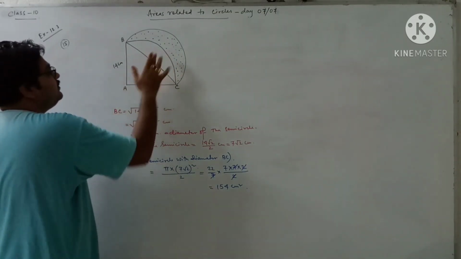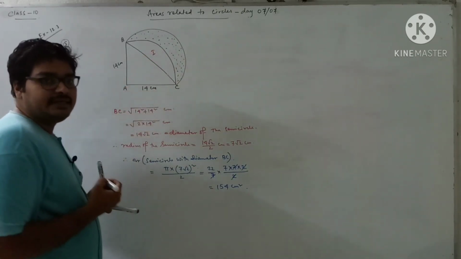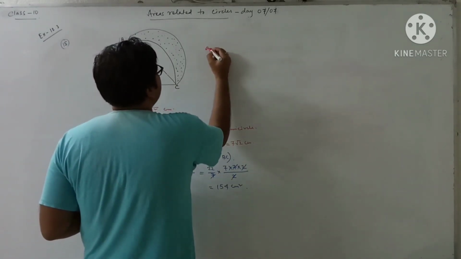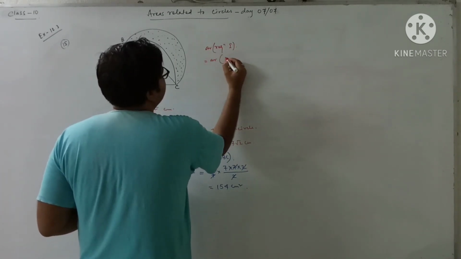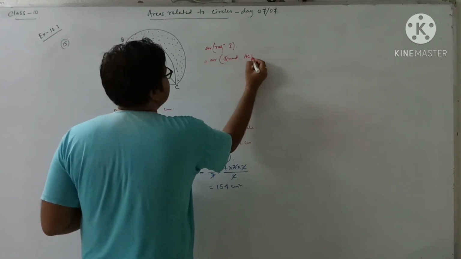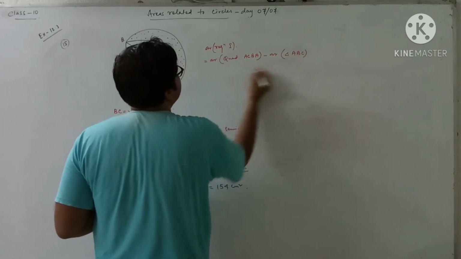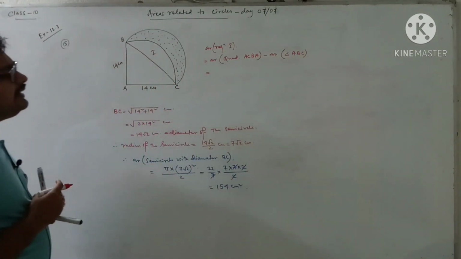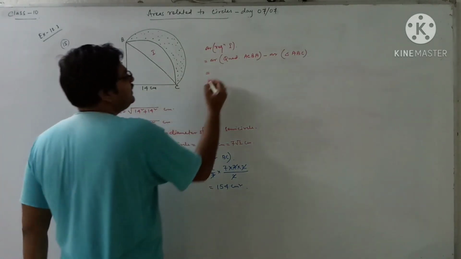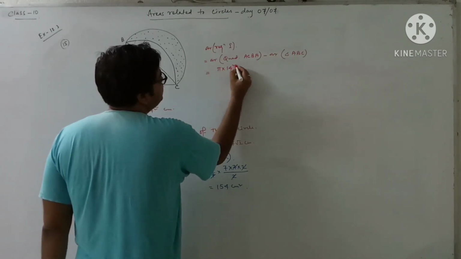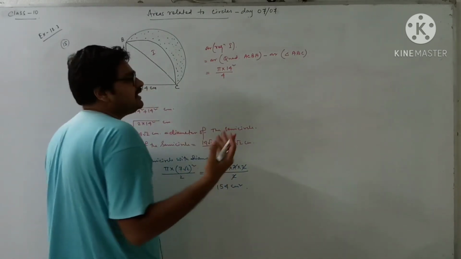So what we will do? There we are giving the name of the region as 1. And we are writing like this: area of region 1 equal to area of quadrant ACBA minus area of triangle ABC. Now quadrant area you already know, pi r square by 4. So it will be pi into 40 square by 4, because it is 1/4 of a circle, you already know.